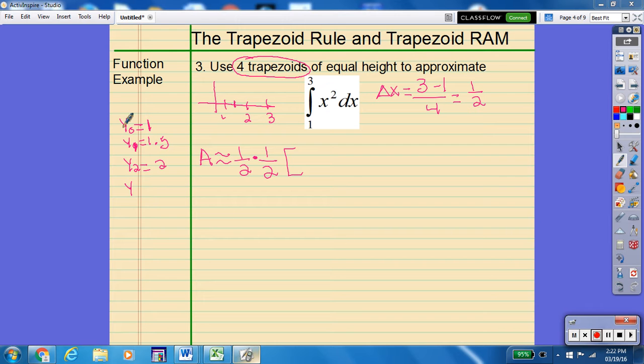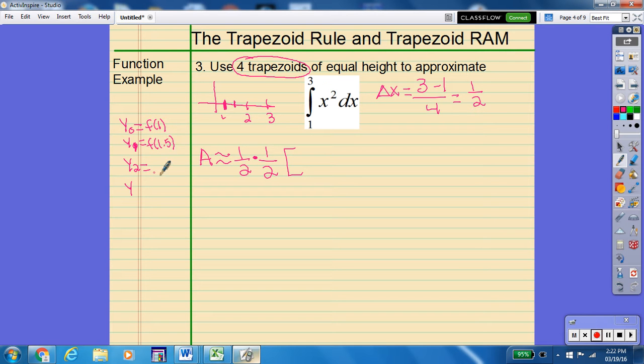Okay, let me fix something here that's important for you to know. The y is not 1. The y is given by when you plug the x into the function. So the x squared is what's going to give you the y, but the x values are going to be determined by that delta x. So I should really repeat that y sub naught, it's not 1, it should be f of 1. Y sub 1 is going to be given by f of 1.5.